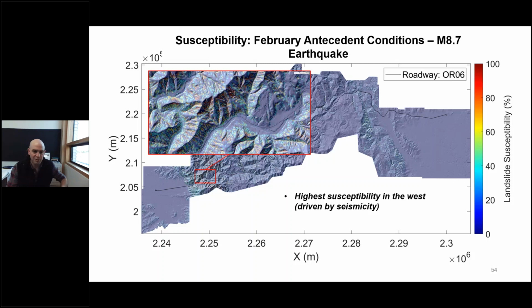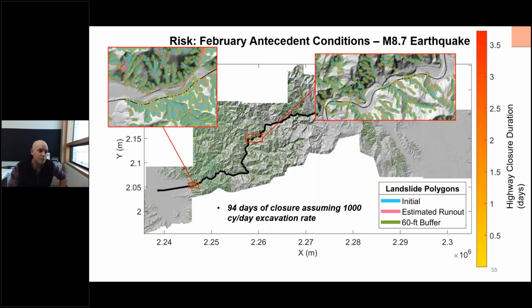Here's our map of susceptibility for a given 8.7 earthquake, February antecedent conditions, no rainfall. Well, lots of susceptibility in the west. We can use a very, very simple potential and kinetic energy based model to look at runout, basically Heim's law, to look at where a given landslide volume, which we can characterize for these clusters, we know their volumes, might go based on where it is.